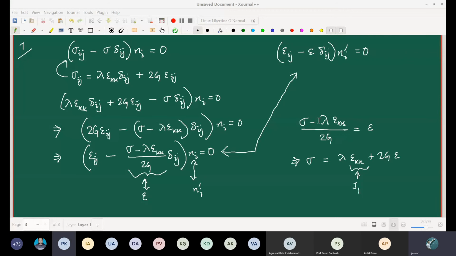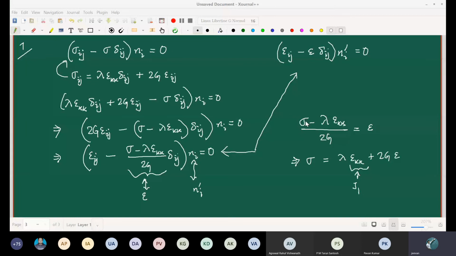Yes, sir, from the epsilon kk equal to p by k, like the mean stress equation, we can use that. So epsilon kk is equal to minus p by k. Right. So who is saying this? Pawan. Yes, Pawan. Right. So everyone, as Pawan just mentioned, if you can quickly take a look at question number 5.